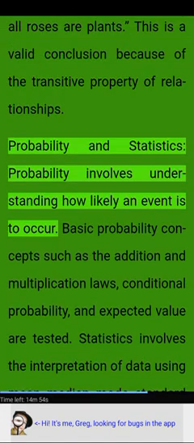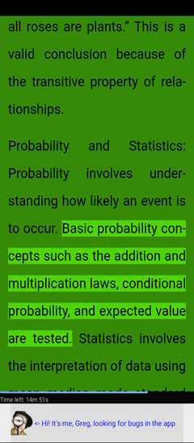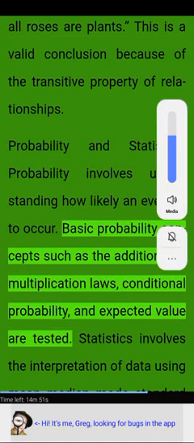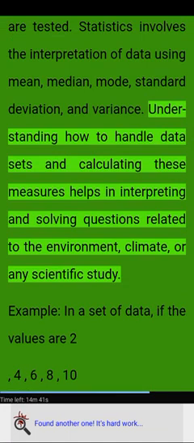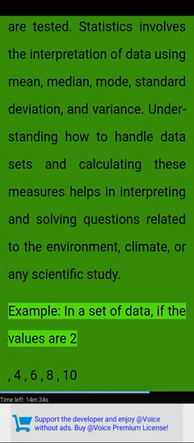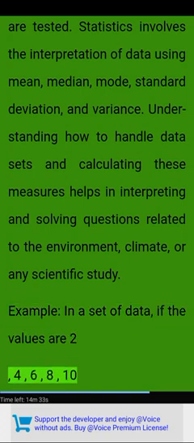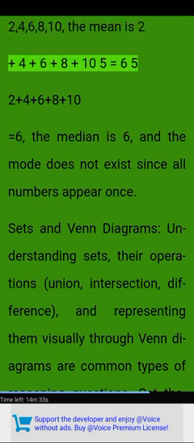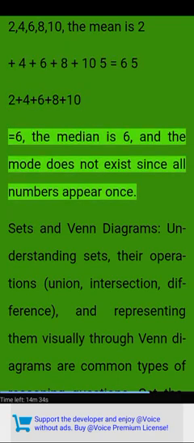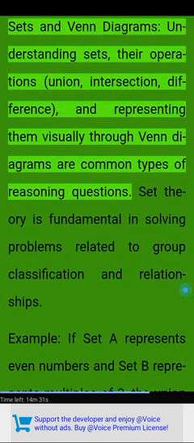Probability and statistics. Probability involves understanding how likely an event is to occur. Basic probability concepts such as the addition and multiplication laws, conditional probability, and expected value are tested. Statistics involves the interpretation of data using mean, median, mode, standard deviation, and variance. Understanding how to handle datasets and calculating these measures helps in interpreting and solving questions related to the environment, climate, or any scientific study. Example: in a set of data, if the values are 2, 4, 6, 8, 10, the mean is (2 plus 4 plus 6 plus 8 plus 10) divided by 5 equals 6, the median is 6, and the mode does not exist since all numbers appear once.